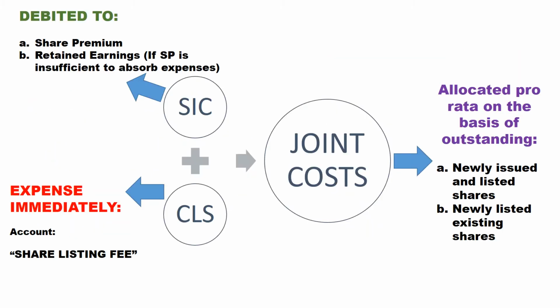How do we account for transaction costs related to share issuance cost? Share issuance cost shall be debited to share premium arising from the share issuance. If the share premium is insufficient to absorb such expenses, we can go after the retained earnings. The cost of listing shares is not considered a cost of an equity transaction since no equity instrument has been issued. Therefore, such costs are recognized immediately and expensed when incurred. While joint costs are allocated between the newly issued and listed shares and the newly listed old existing shares.